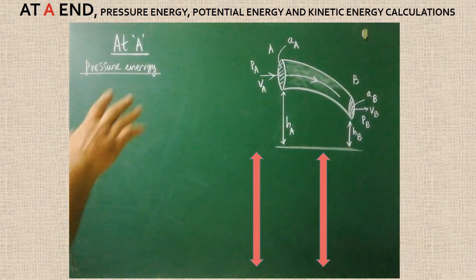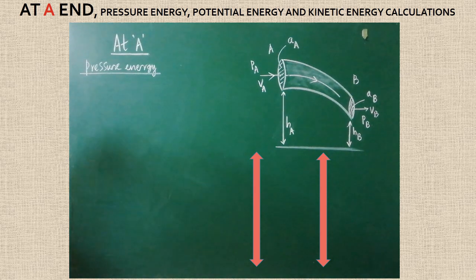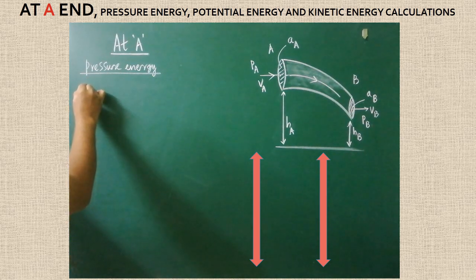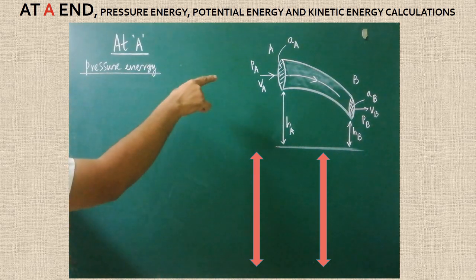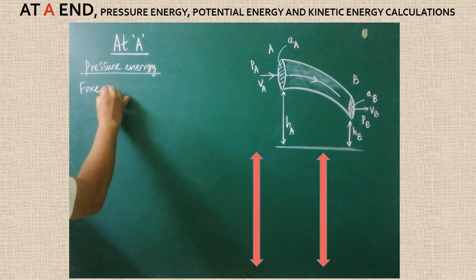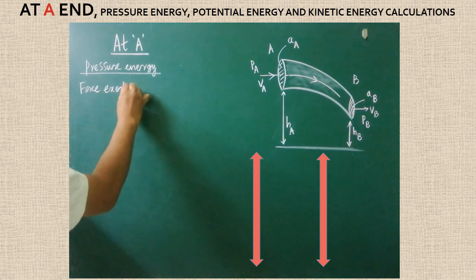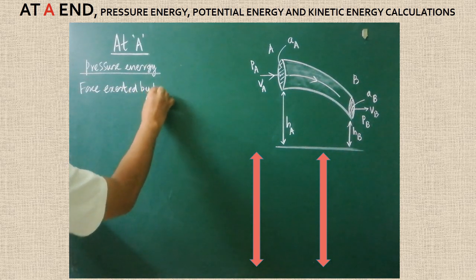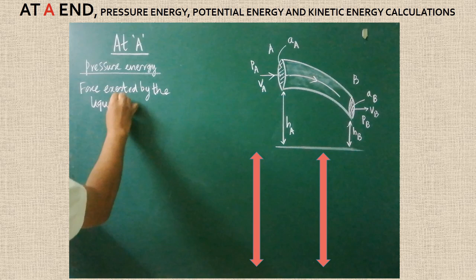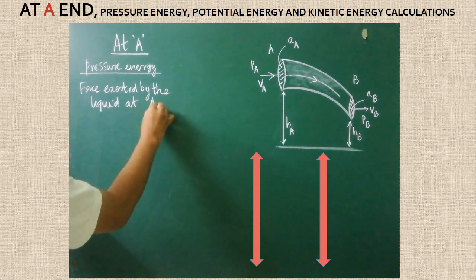Already I have explained the diagram. Now we are going to derive three energy values at A. Are you clear? First we will calculate the pressure energy. How to calculate the pressure energy? First we have to calculate the force exerted at A. Force exerted by the liquid at A is to be calculated.